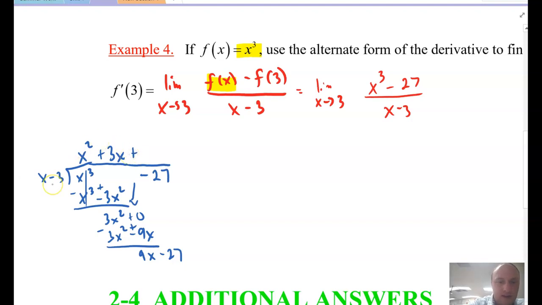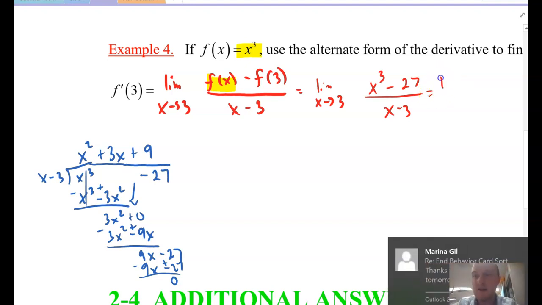Then I have to divide 9x by x. That gives us plus 9. 9x, 9 times negative 3, negative 27. Look at that, they cancel. A remainder of 0, that means they are factors. And we know this. We knew it was going to happen.